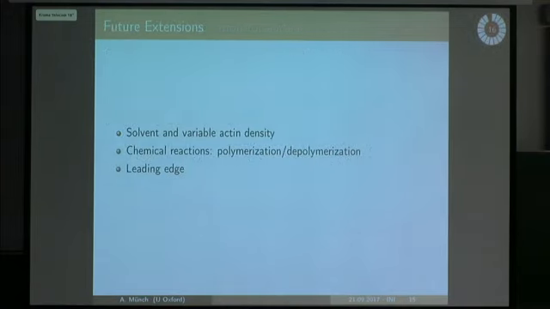There are, of course, many other things that we could and should include. Here are 3 of them. First of all, the actin density, as you might have seen from the initial picture, is not usually constant, and there's a background solvent, so you need to have additional density fields for these. Then we have completely neglected chemical reactions which drive a lot of the motion through polymerization and depolymerization of the actin filaments.